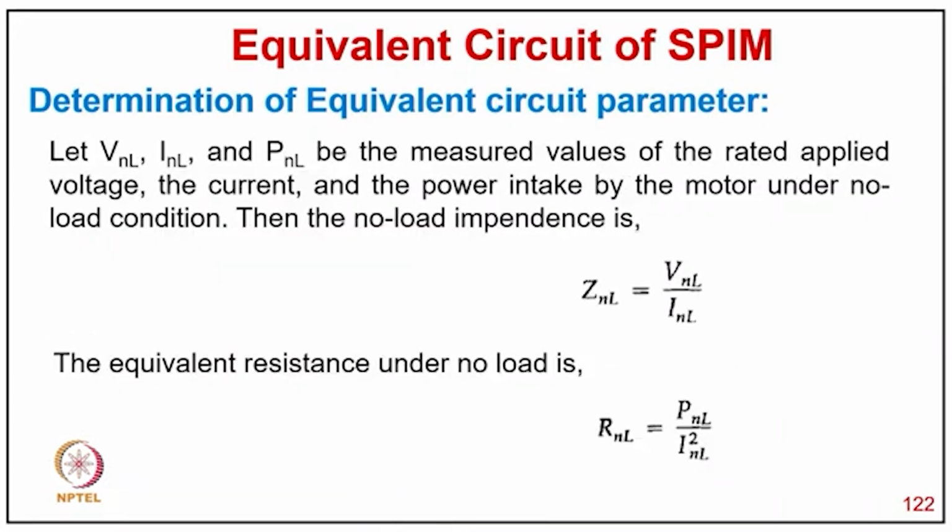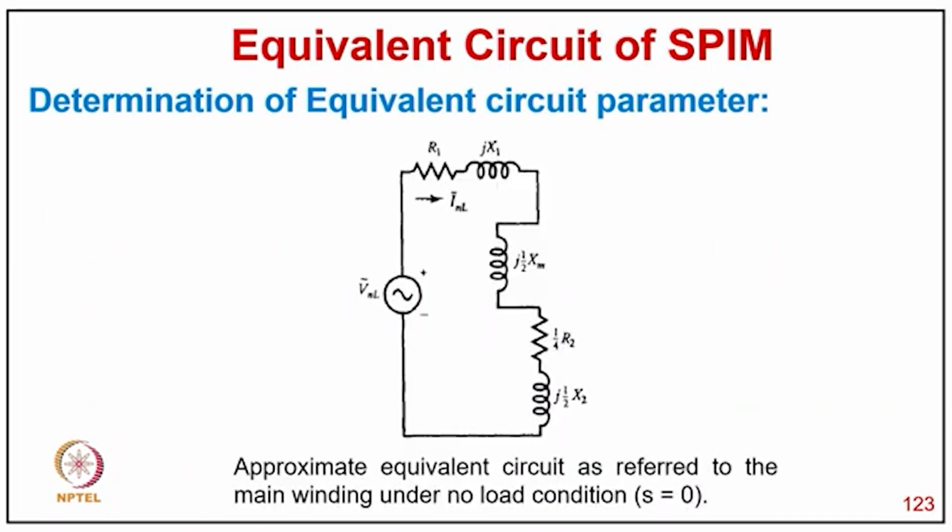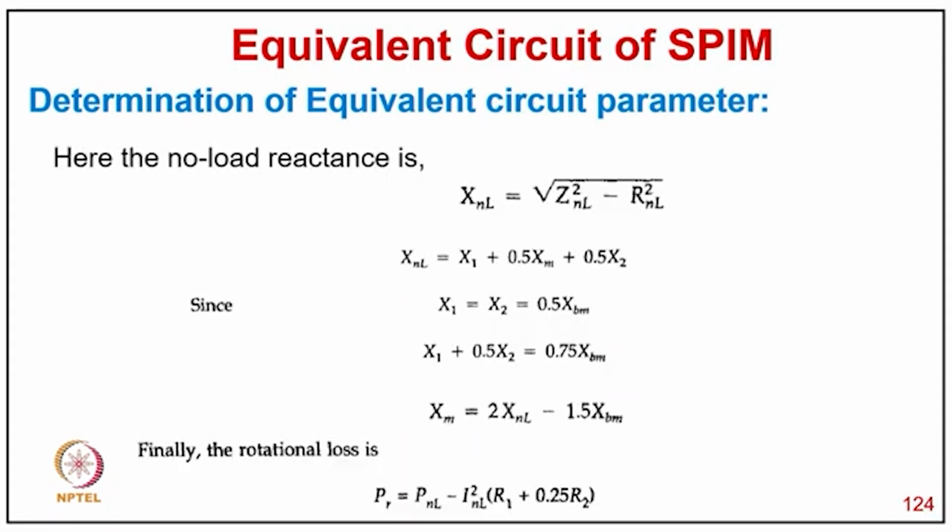Let VNL, INL and PNL be the measured values of rated applied voltage, current and power intake by the motor under the no load condition. Then the no load impedance is ZNL equal to VNL upon INL, and the equivalent resistance is RNL equal to PNL divided by INL square. You can see the equivalent circuit shown with R1 corresponding to S equal to 0. Hence the no load reactance will be XNL equal to the square root of ZNL square minus RNL square.